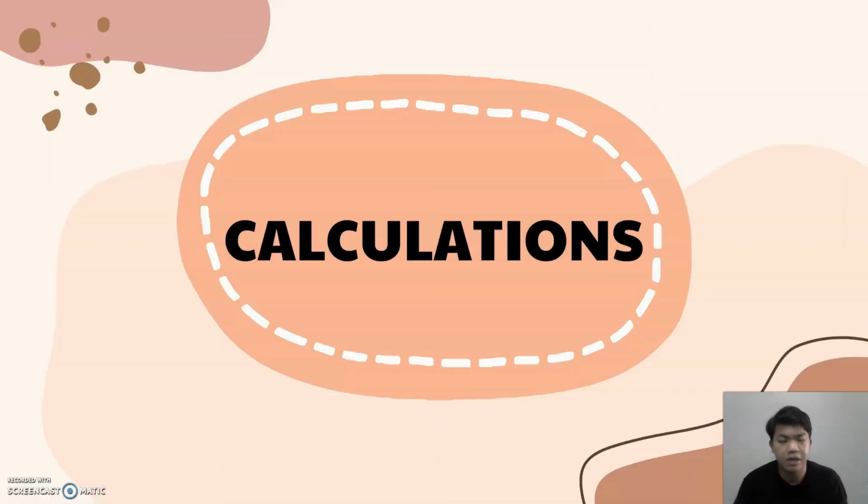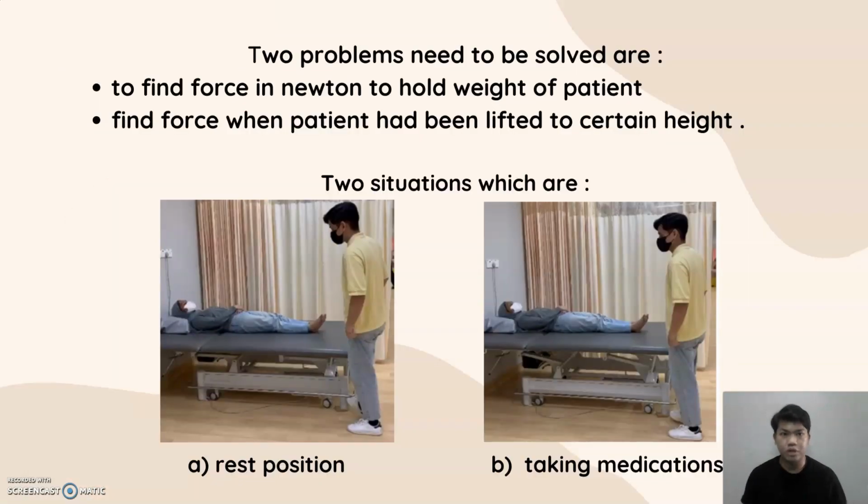Hello and hi, I'm Fahmi, and I will explain the calculations to solve the problems. The two problems that need to be solved are, first, to find the force in Newtons to hold the weight of the patient, and second, to find the force when the patient has been lifted to a certain height. Two situations: A, the rest position, where no height limitation is implemented, and B, taking medications, which is when the height is implemented.